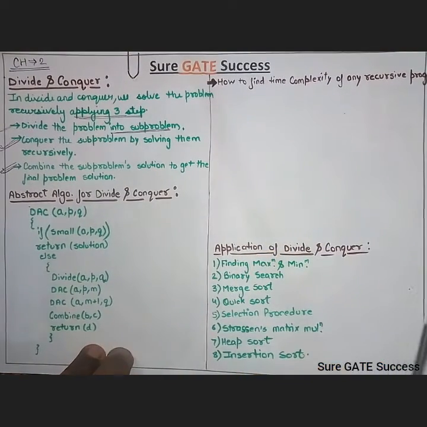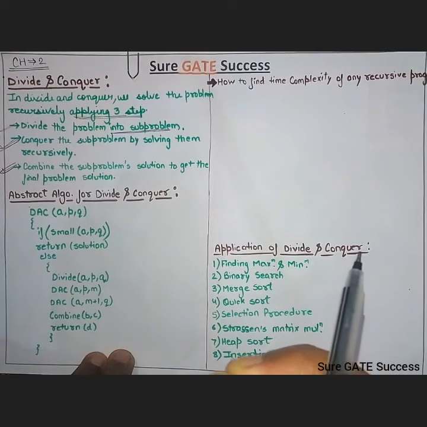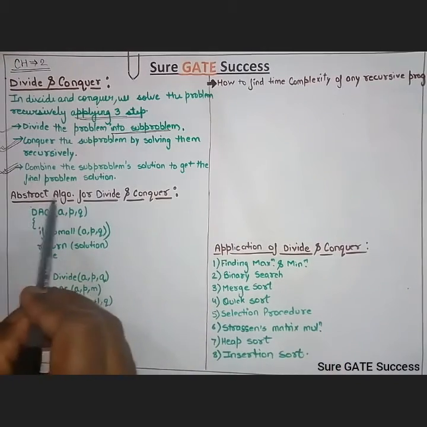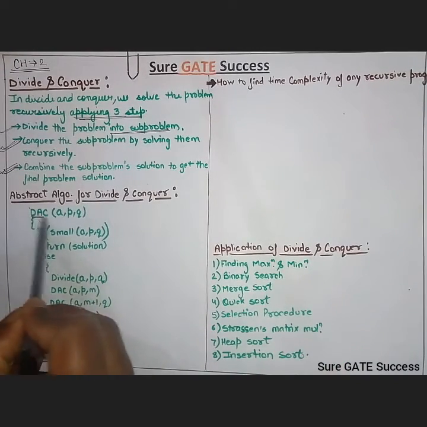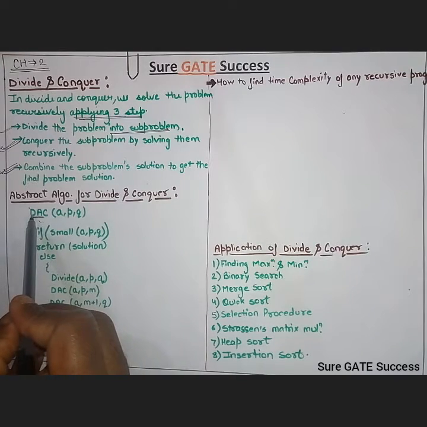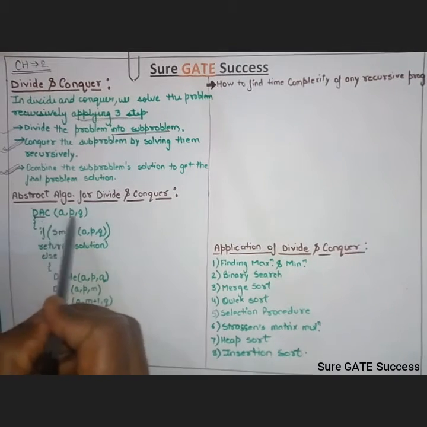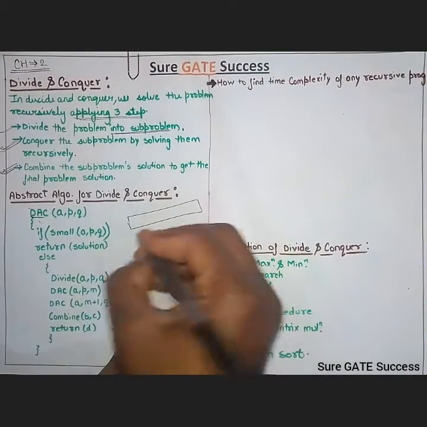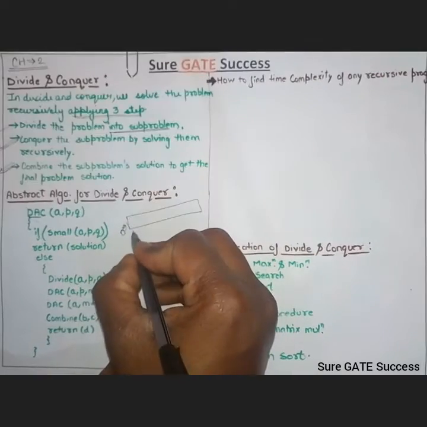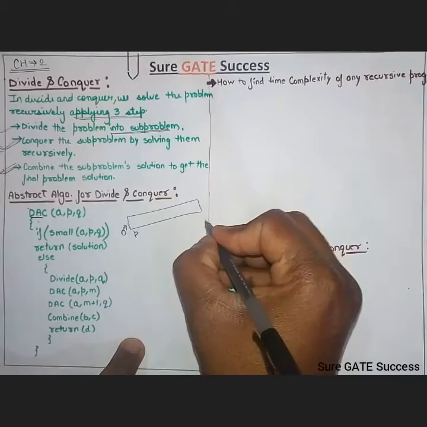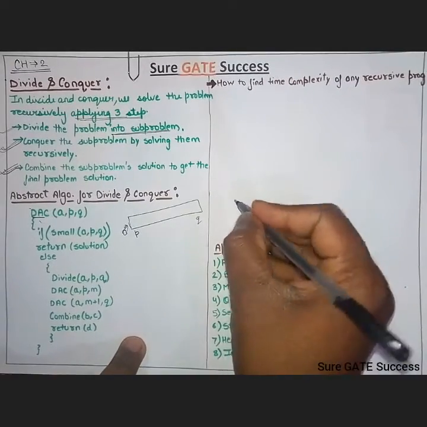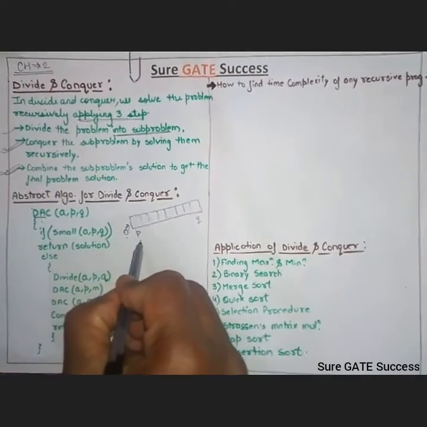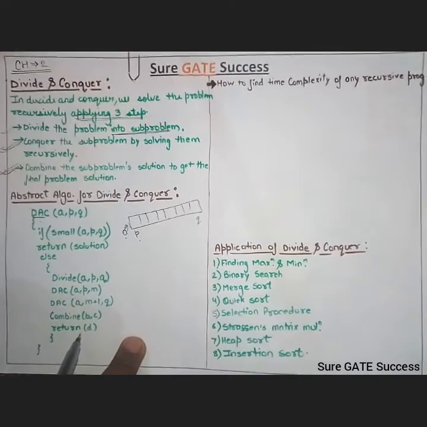So there is an algorithm for divide and conquer in which we can understand how exactly it works. This is simply divide and conquer. We have given it a name just for better understanding. We have taken here three values. What are these three values? Let us say we have an array A. This is an array A whose starting address is P and ending address is Q. So A is an array, P is the starting address, and Q is the address of the last element.